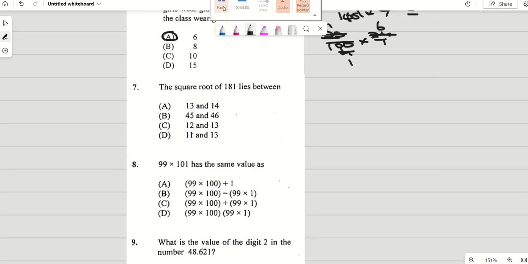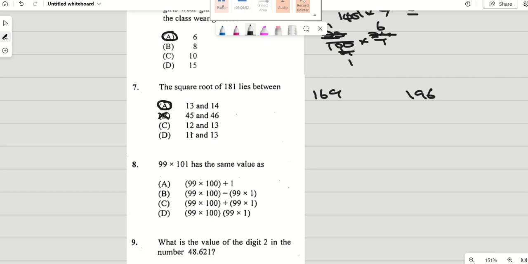Next, the square root of 181 lies between. First off, they give you these numbers. We need to know what 13 squared, 14 squared, 12 squared, and 11 squared are. First off, 13 squared is 169 and 14 squared is 196. Does 181 lie between them? It does. So the answer could possibly be A.